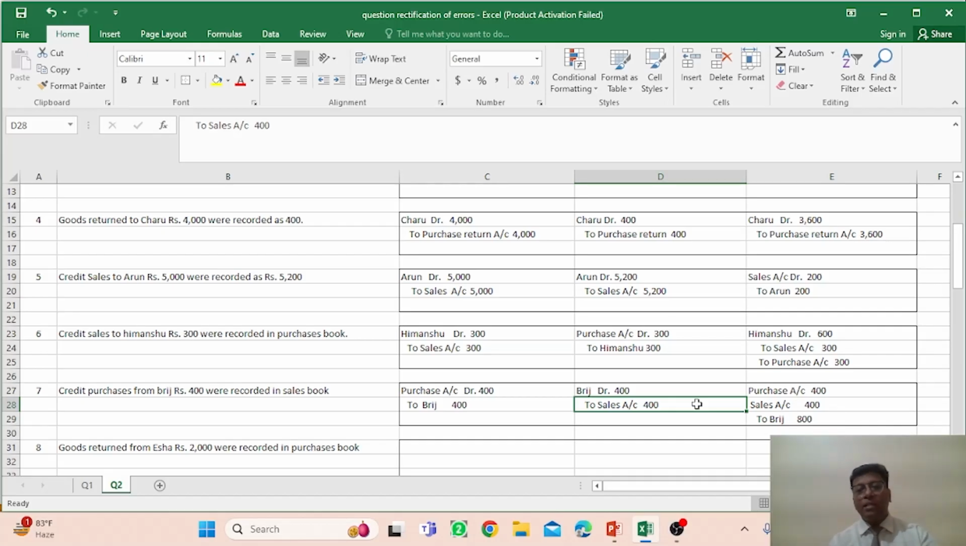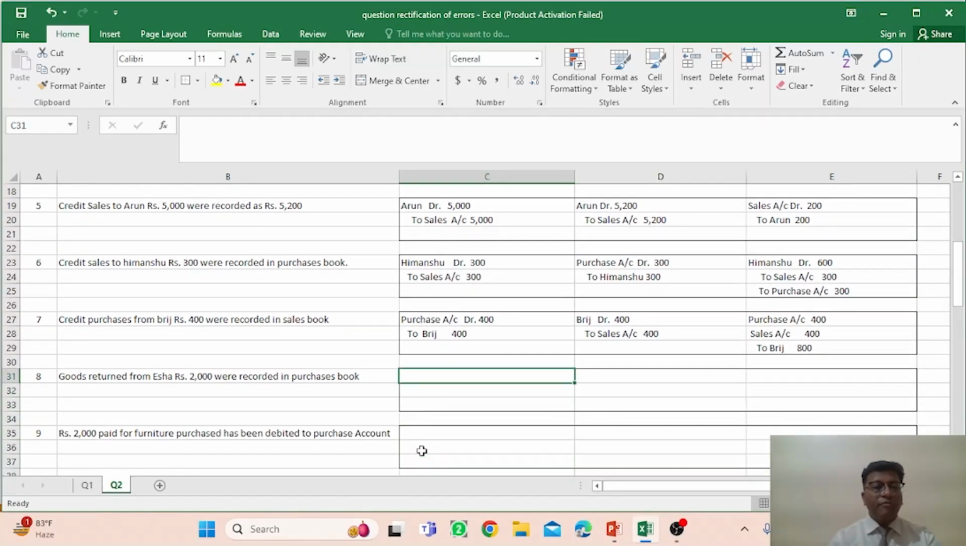So 400 would be cancelled automatically, because you wrote it on the debit side and now you are writing 800 rupees on the credit side. So the 400 which was debited wrongly would be corrected by writing 400 on the credit side. And the 400 which was left on the credit side is because you purchased the goods for 400 from bridge. So the entry should be purchase account debit to bridge. The bridge account should have been credited, but you did not credit it, so now you have to make it with the amount rupees 800.